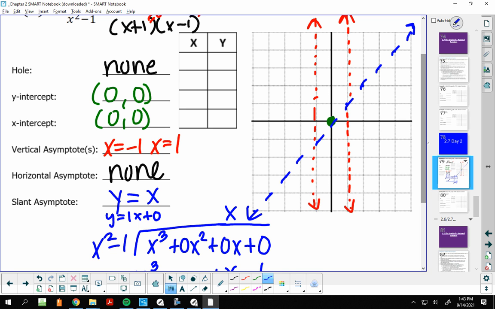All right, so let's pick points that are to the left and the right of our asymptotes. So that would be -2, and then 0, but we already know where the point is at 0, so we don't need to plug that in again. And then +2.